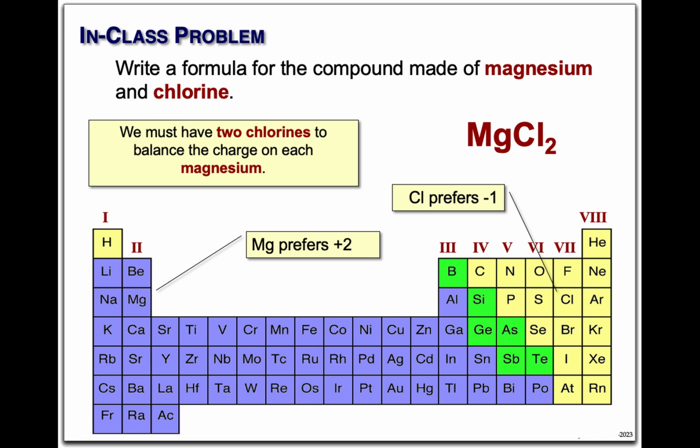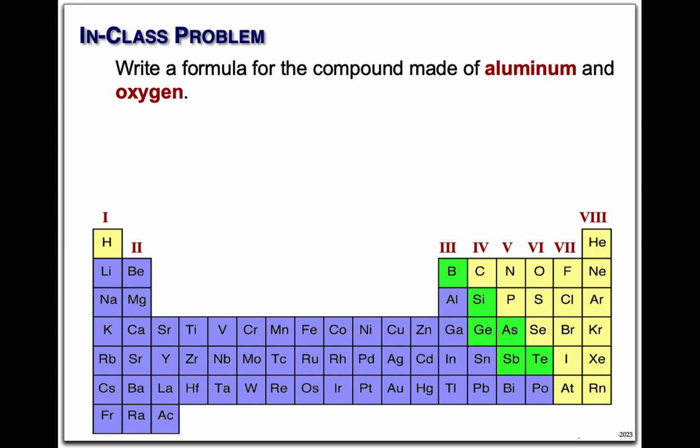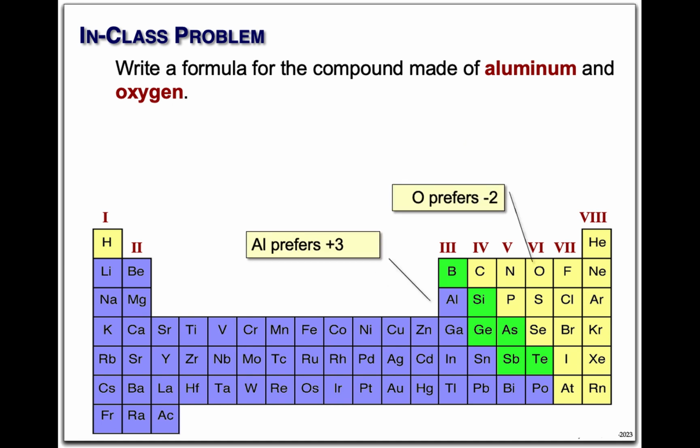Any questions? Let's do something a little more interesting, aluminum and oxygen. Aluminum is here in group 3. It'll form a +3 ion. Oxygen is in group 6. It'll be a -2 ion. Aluminum +3, oxygen -2.